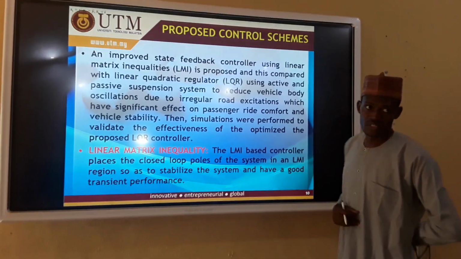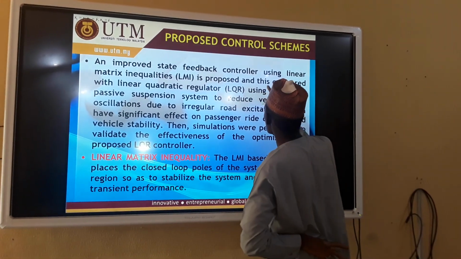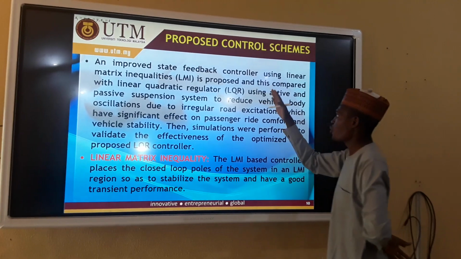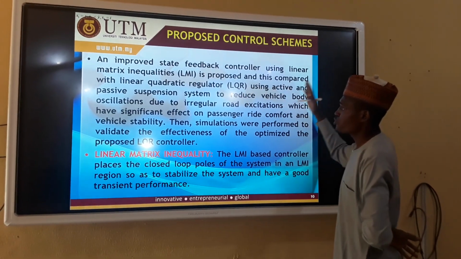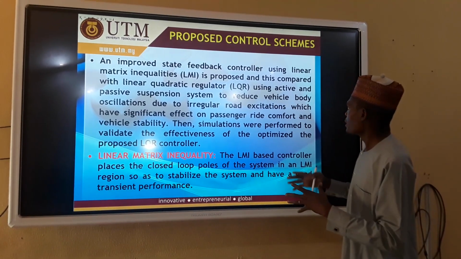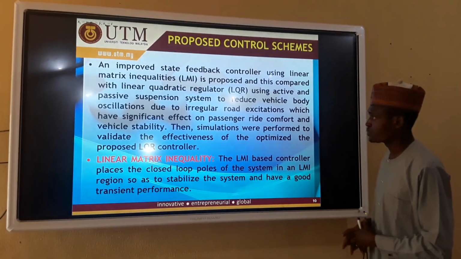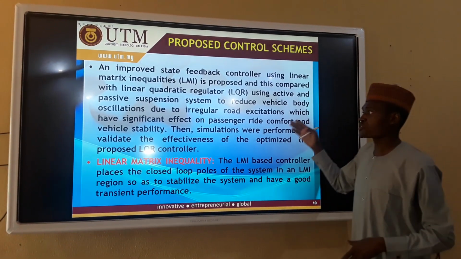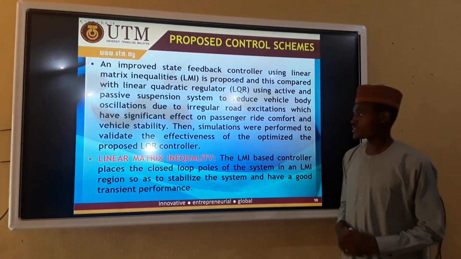The proposed controllers now, the proposed control scheme. An improved state feedback controller using the LMI is proposed, and this is compared with LQR using both active and passive suspension system in order to reduce the vehicle body oscillation due to irregular road terrain or excitation from the irregular road, which have significant effect on passenger ride comfortability and the vehicle stability.